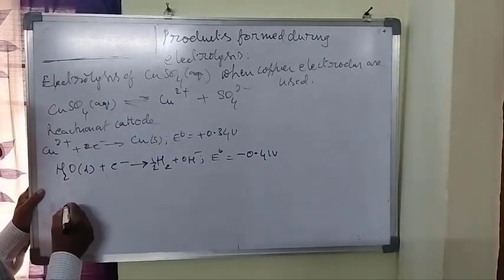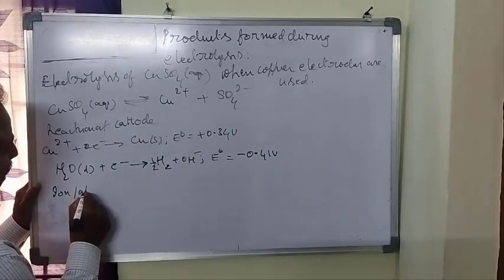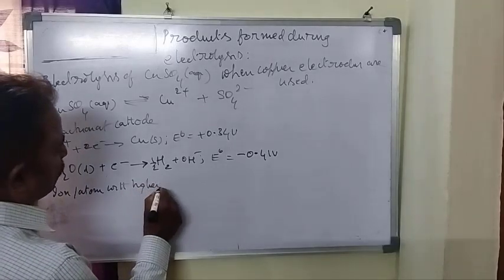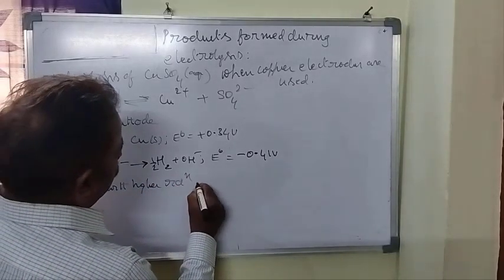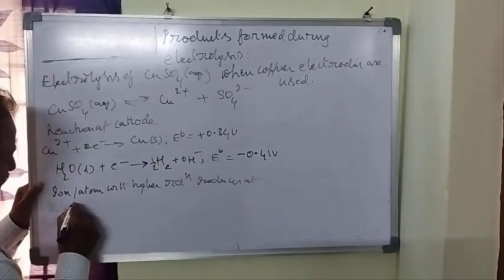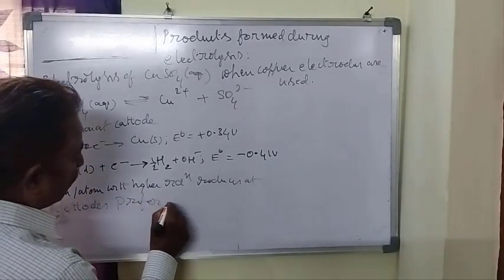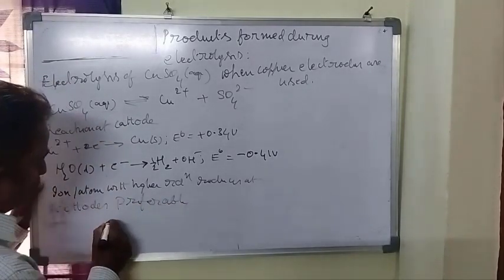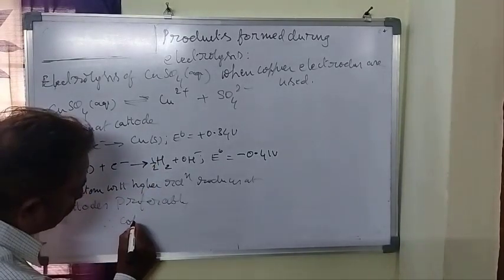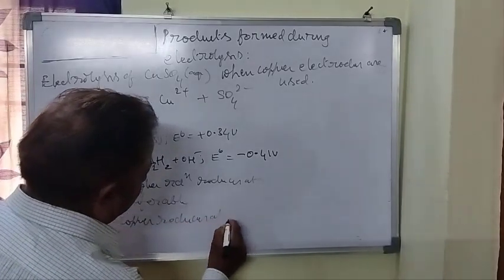Right. Now we studied that the ion or atom with higher reduction potential reduces at the cathode preferably. Therefore, which ion reduces? Copper. Therefore, copper reduces at the cathode.